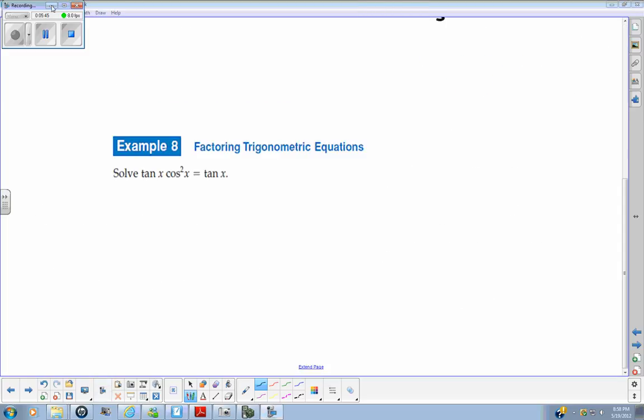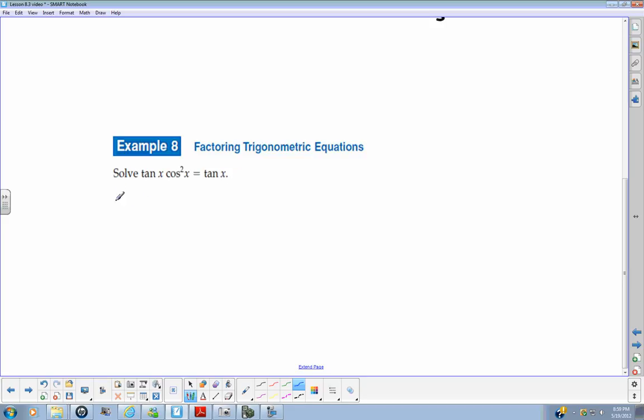Okay, so we're going to take a look at another example here, example 8. And this one says tangent of x cosine squared of x equals tangent of x. And what we want to do in this case is get everything on the same side first of all. You cannot divide by tangent of x. Even though we're solving an equation, you can't eliminate a trigonometric function by dividing because you lose values there.